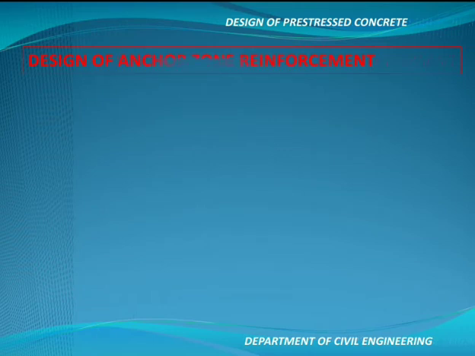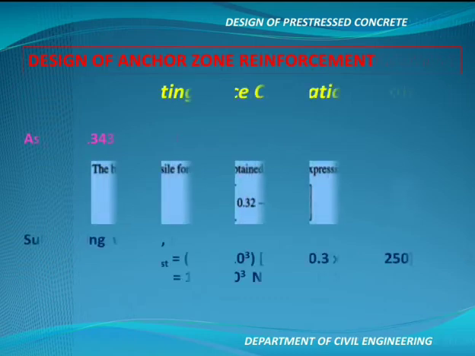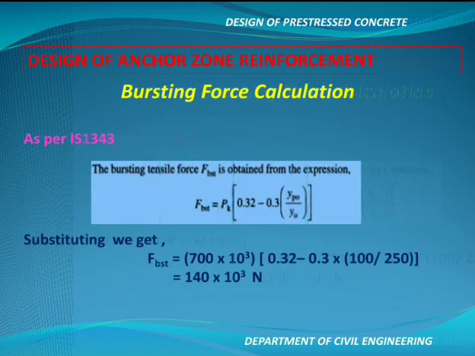Let us move on to the next step, where we will be designing the anchor zone reinforcement. In this step, first we need to obtain the bursting force, for which we will be using the formula as per our IS 1343. This formula we have already discussed in our previous video. The same formula is available in the code book.